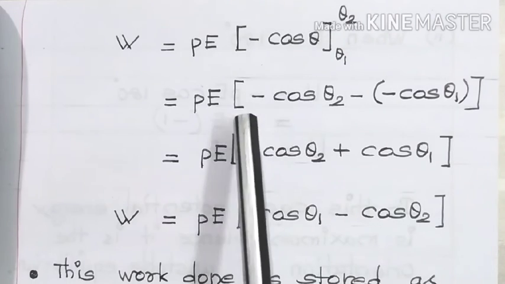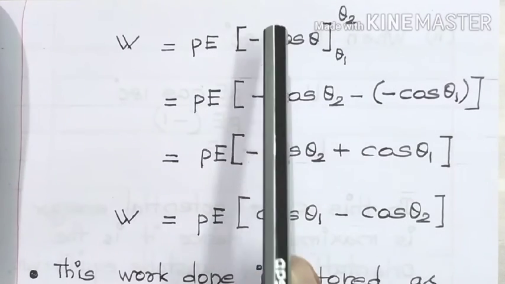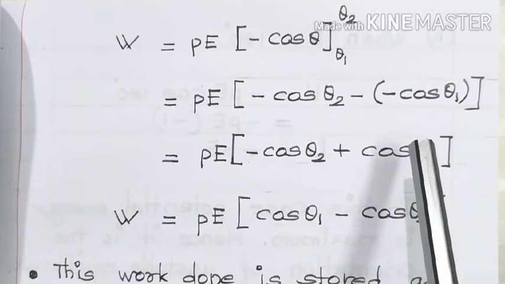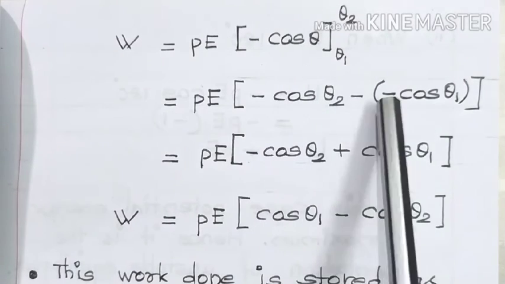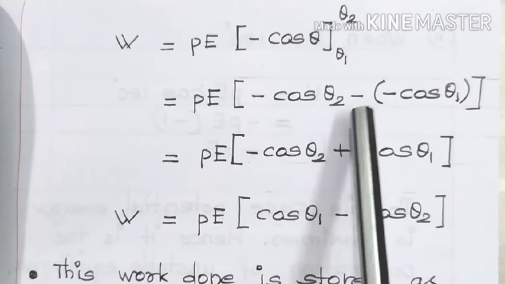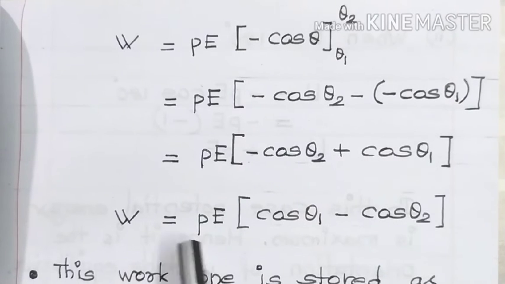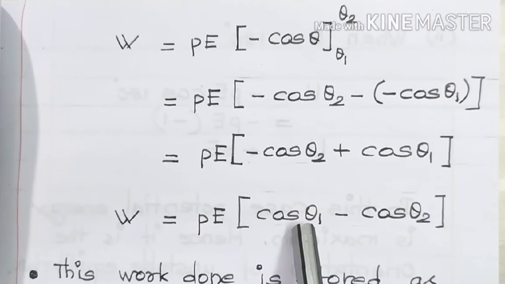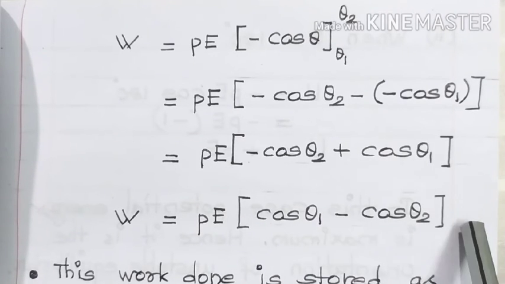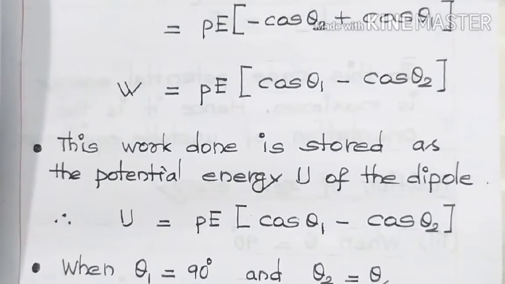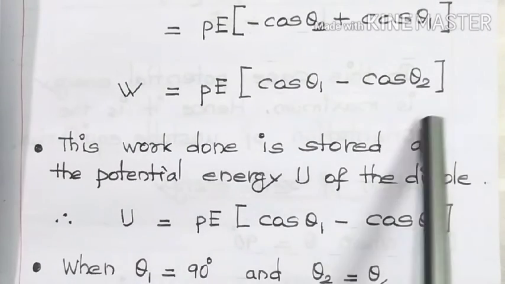So PE into minus cos theta 2 minus of minus cos theta 1. In the next step, PE into minus cos theta 2 plus cos theta 1. So in the next step, W is equal to PE into cos theta 1, the plus term written first, and cos theta 2, the minus term written next. Now, this is the expression for work done.